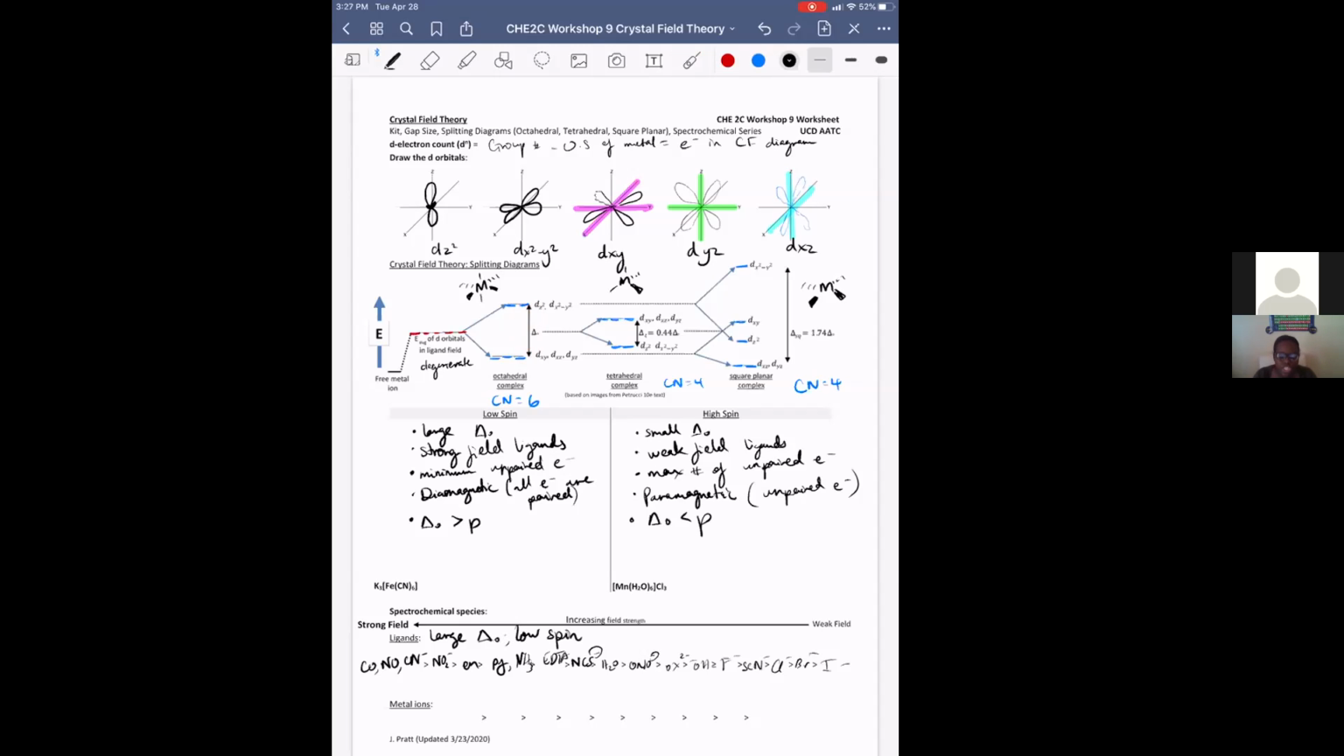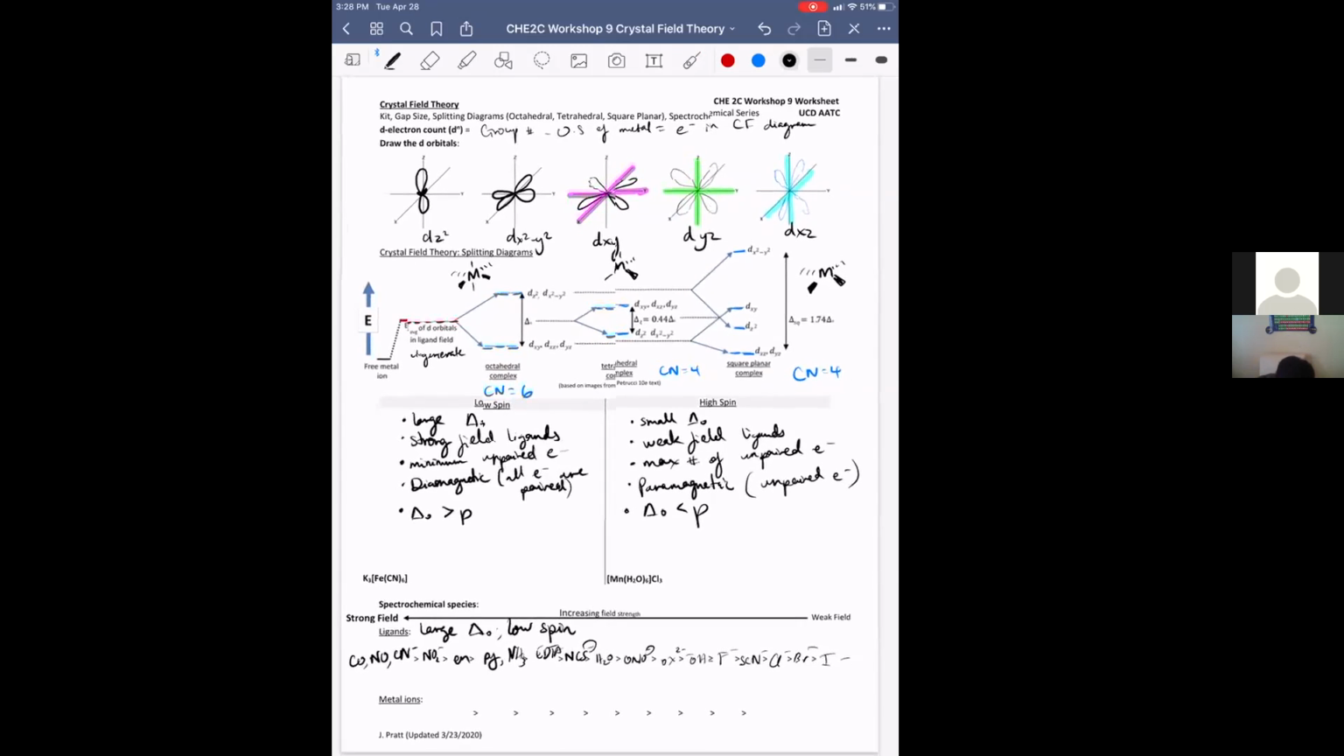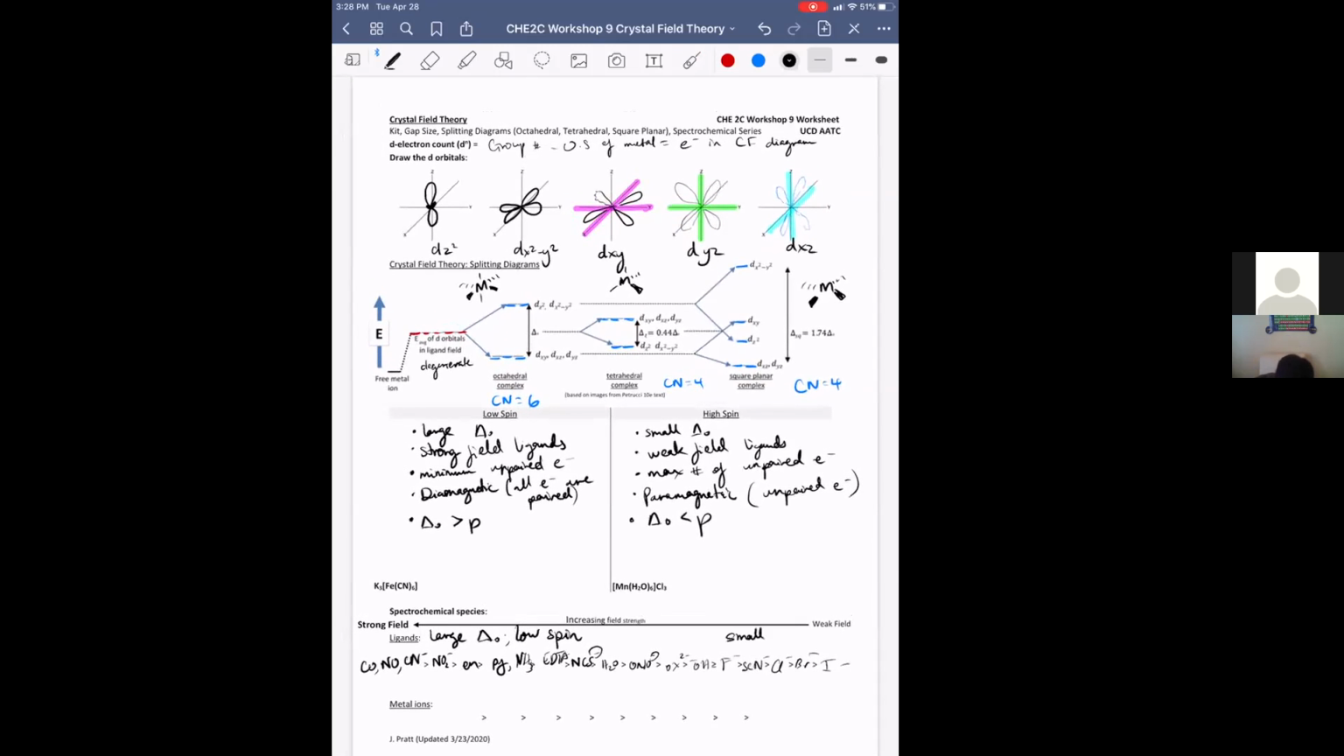That means that because that energy gap is so large, we'll fill the lower energy electrons, pair those up before we start filling our higher energy electrons. So that's when we have a strong field ligand. For our weak field ligand, now we have a smaller octahedral split, which allows us to fill our higher level d orbitals singly before we start pairing our electrons. So this will be high spin.